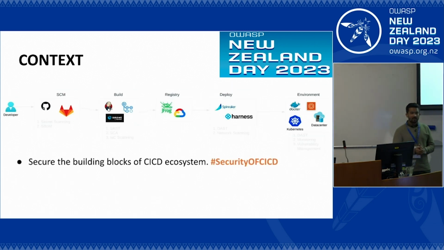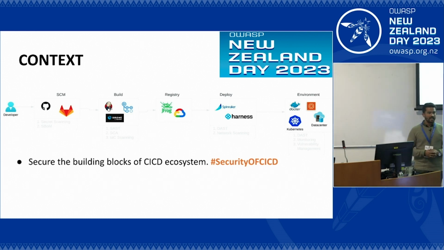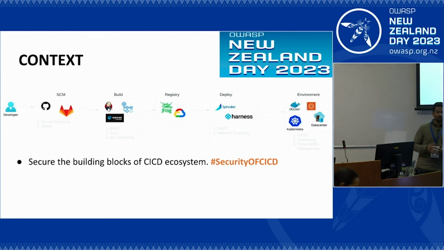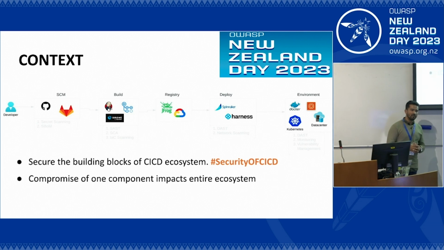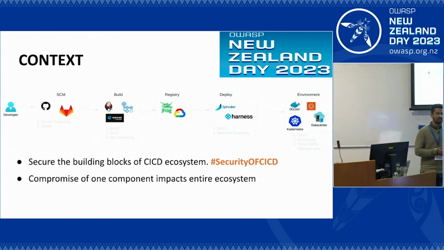Today I'm going to talk about securing the building blocks of that CI/CD ecosystem, which we know as security of CI/CD. In today's time, there are a lot of technologies in each space when it comes to the different phases of CI/CD, and more often than not, each technology falls into more than one category. And like any other ecosystem in nature, the impact of even the smallest component of that ecosystem affects the overall system.